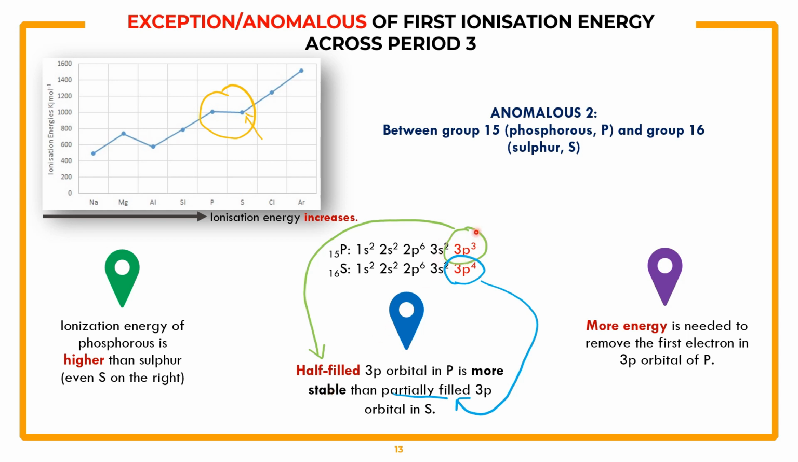This 3p3 has already achieved stability in its electronic configuration, while this arrangement we call partially filled, which is highly unstable. So one is stable and the other is not stable. To remove an electron from the stable one, is it difficult or easy? Of course, it is difficult. When it is difficult, it means more energy is needed to remove the first electron in the 3p orbital of phosphorus. So this should explain why the first IE of phosphorus is higher than that of sulfur.